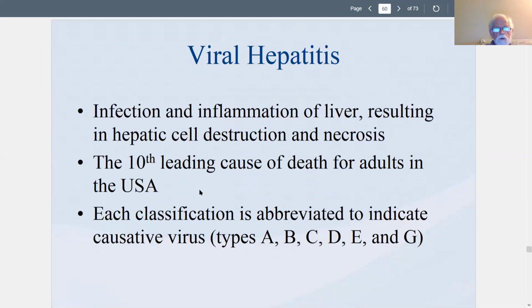Viral hepatitis, we know these. There are 6 different forms of viral hepatitis. This is an infection and inflammation of the liver, and it ends up in hepatic cell destruction. It's the 10th leading cause of death for adults in the USA. And there are 6 hepatitis viruses: A, B, C, D, E, and G.